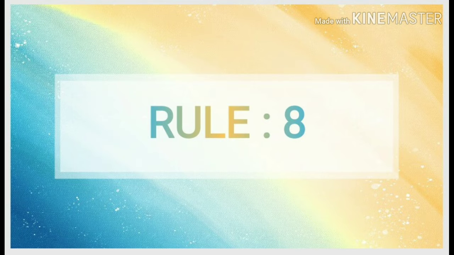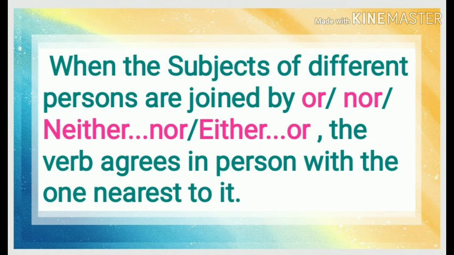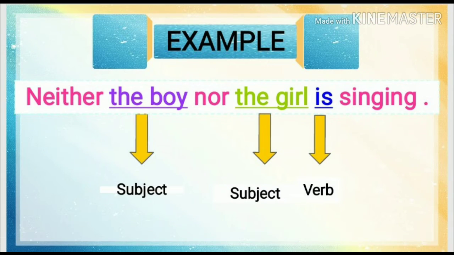Rule number 8 is, when the subjects of different persons are joined by or, nor, neither nor, or either or, the verb agrees in person with the one nearest to it. This is the example of it. Neither the boy nor the girl is singing. Here the subjects are the boy and the girl, and they are joined by neither nor, and the verb agrees in person with the nearest one, the girl.